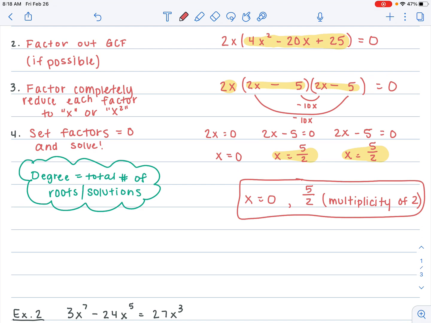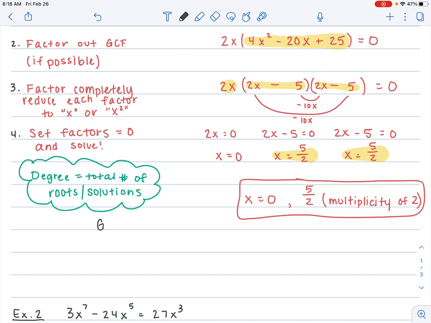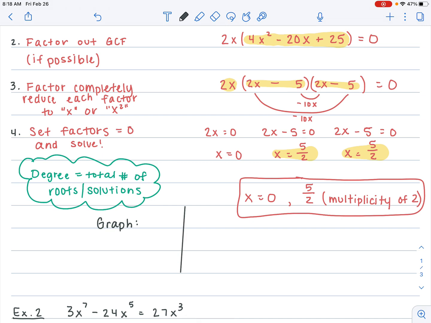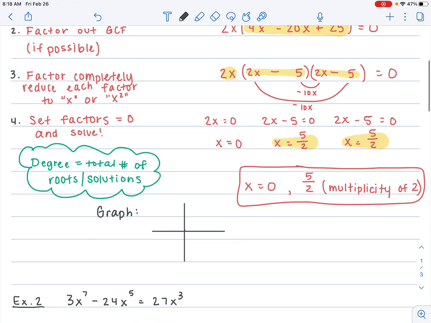So here's what that would look like as a graph. If we graph that real quick, we would have our first solution at x equals 0. Our second solution would be at 5 halves, that's at 2.5. And with this multiplicity, since it happens twice, when it's an even multiplicity, it will look something like this. So it's going through that first one, touching this one, and rebounding off there.